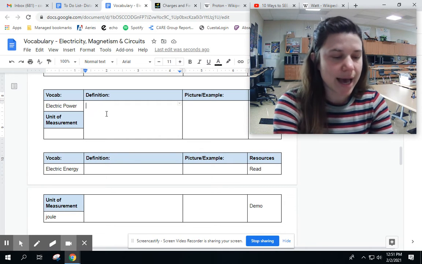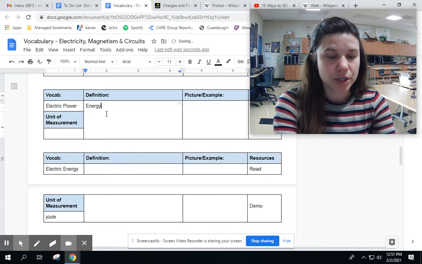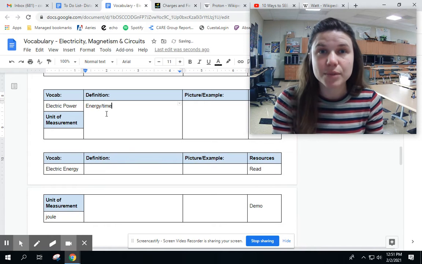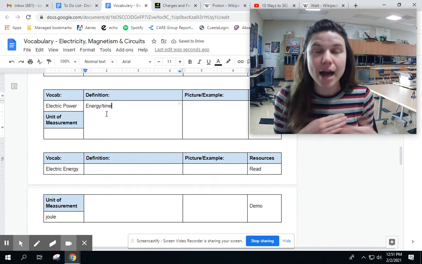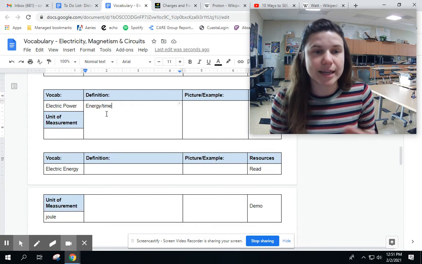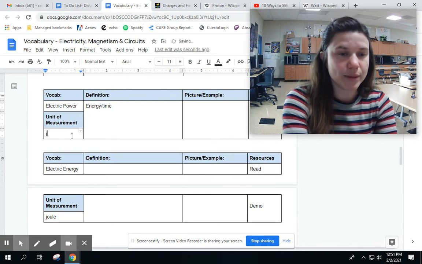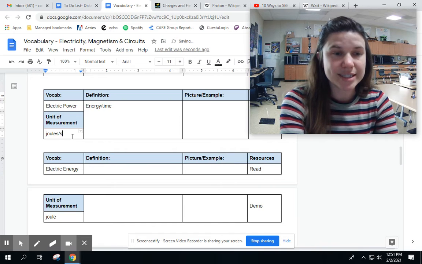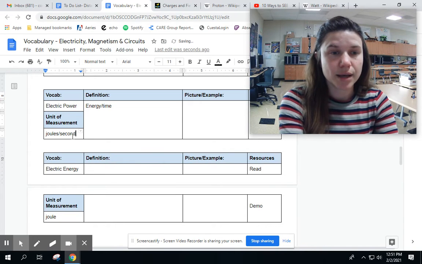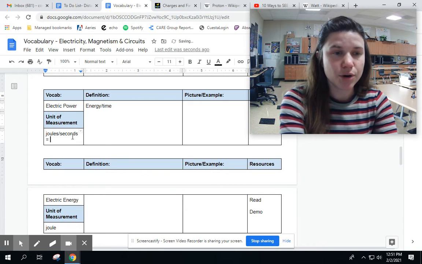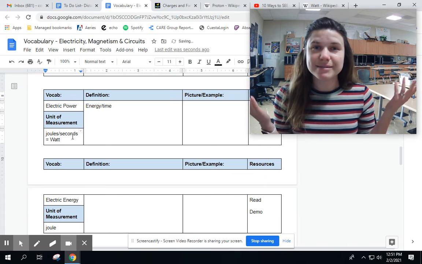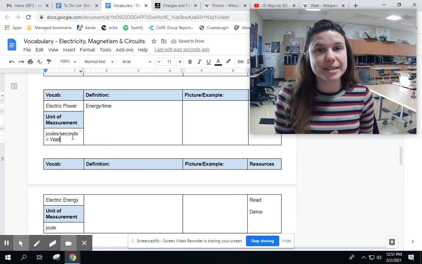And we could see it as energy divided by time. It's the rate of change of energy. How much energy is changing per second. So the units of measurement would be joules per second. And we call that a watt. So power is measured in watts.